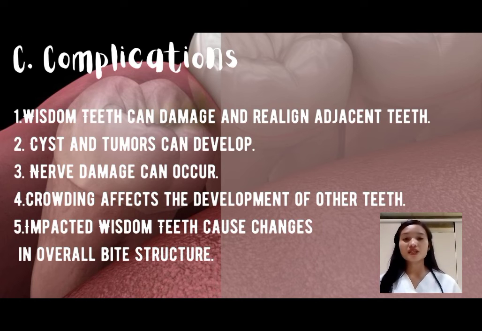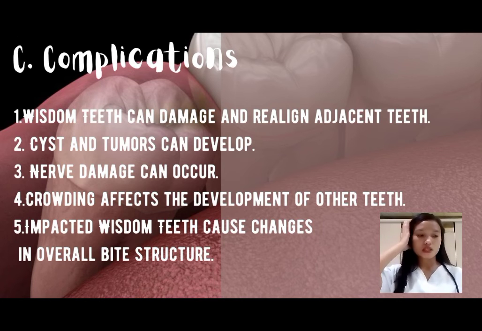I have here the third complication of having a wisdom tooth, because we have 6 complications in total. The next one is that nerve damage can occur. The inferior alveolar nerve and the trigeminal nerve are the 2 nerves that could become damaged or injured during a wisdom tooth extraction. These nerves are responsible for controlling the sensations of the lower lip, tongue, and chin. Damage to the nerves occurs when they are cut or bruised during the procedure.